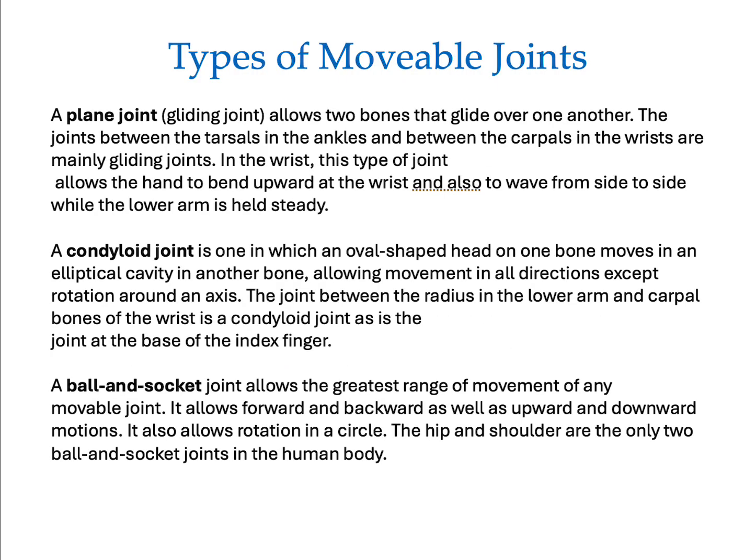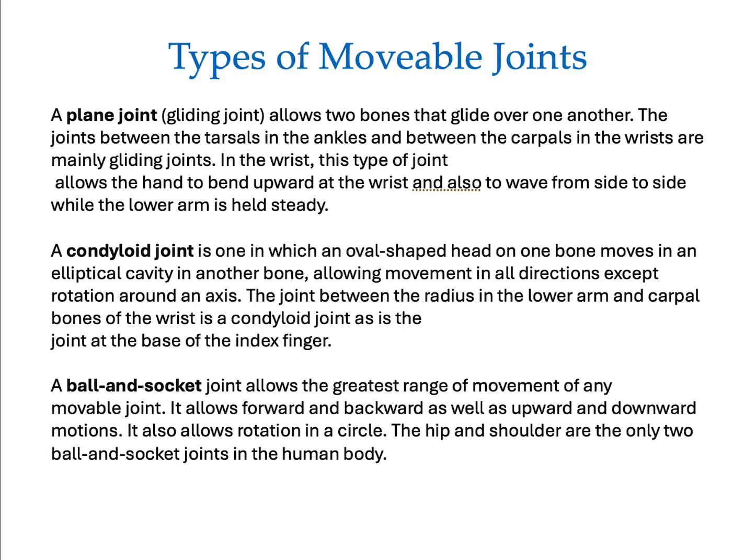A plane joint, also called a gliding joint, allows two bones to glide over one another. The joints between the tarsals in the ankle and between the carpals in the wrist are mainly gliding joints. In the wrist, this type of joint allows the hand to be bent upward and the wrist to also wave from side to side while the lower arm is held steady.